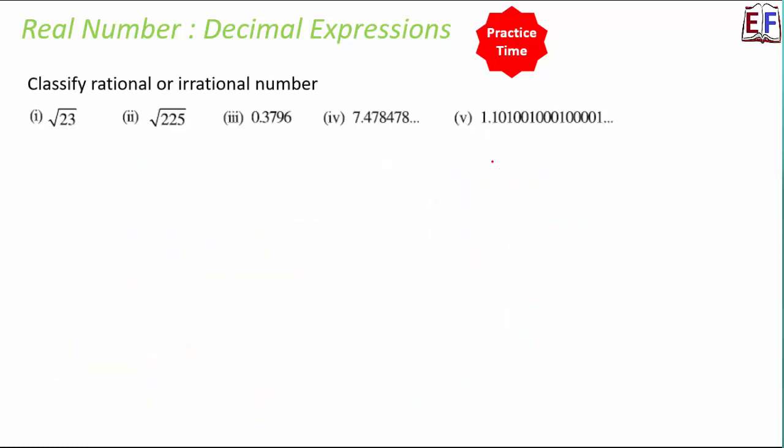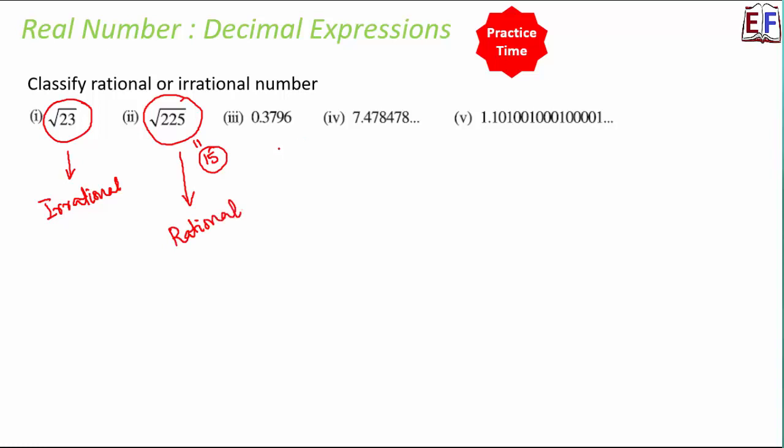So that's the idea. Classify rational or irrational number. Looking at these numbers, we have to tell which is a rational number and which is an irrational number. First one, root over 23. This is not a perfect square. Any square root which is not a perfect square is always an irrational number. Second option, root over 225. This is a perfect square because root over 225 is equal to 15. Therefore, this is a rational number.